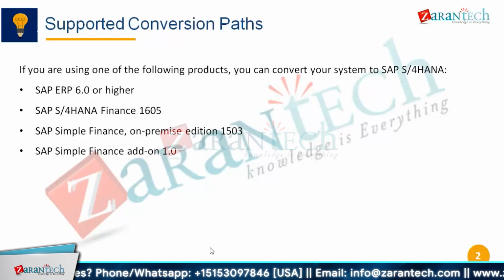Supported conversion paths. If you are using one of the following products, you can convert your system to SAP S/4HANA. So if it is ERP 6.0 or higher, then you can convert to S/4HANA. S/4HANA Finance 1605, then also you can transform to an S/4HANA system. Simple Finance on-premise edition 1503 or 1.0, or Simple Finance add-on 1.0. If you are using any one of these, then you can transform to an S/4HANA system.